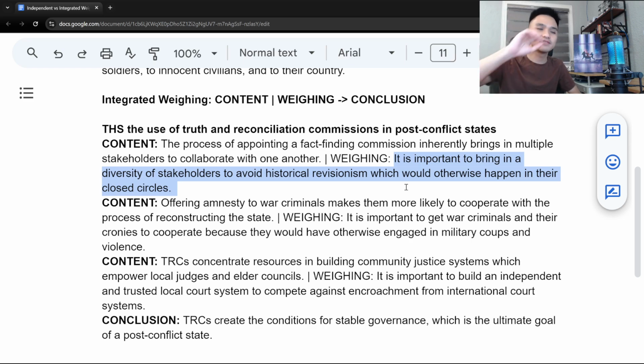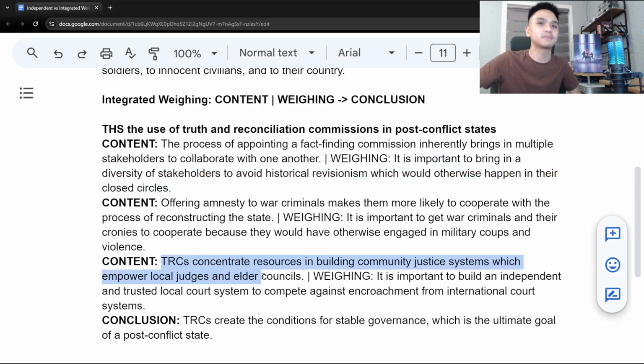And again, we have specified that it's not only about social cohesion, but about cooperation with past administrations and political parties and those that are sympathetic with them. And at number three, TRCs concentrate resources in building community justice systems to empower local judges and elder councils. And the underlying weighing for this argument is very simple. It is to build an independent and trusted local court system that builds on its own resources, builds on its own witness testimonies to compete against the encroachment from international court systems, which would have otherwise been distrusted.